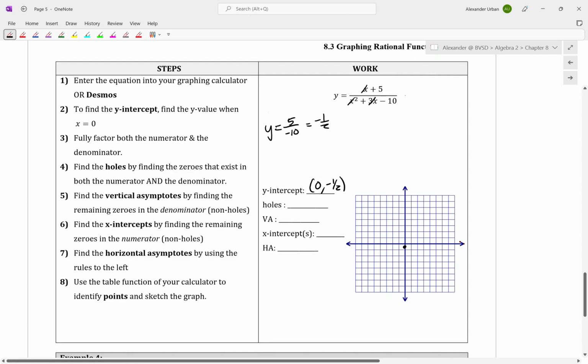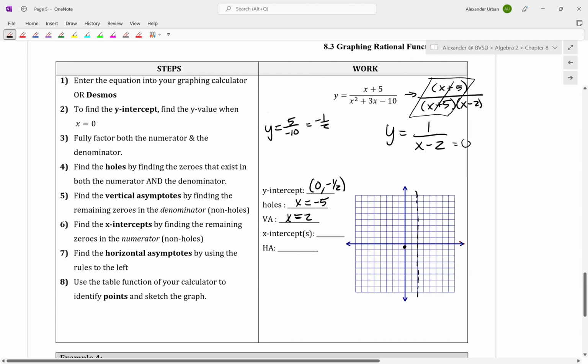We're going to look for holes now, and the only way to do that is to factor the problem. We need x plus 5 divided by x plus 5 times x minus 2. And you can see that we are going to reduce the x plus 5, so we do have a hole at x equals negative 5. Now when we do reduce this, we end up with y is equal to 1 over x minus 2. So we're going to look for vertical asymptotes by setting our denominator equal to 0, and we end up with, in this situation, x is equal to 2. So that's our vertical asymptote, and we can put that on our graph.